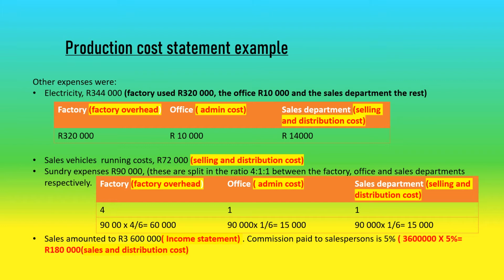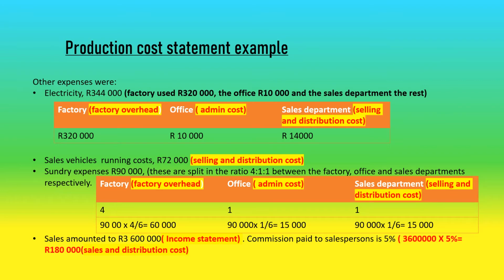So I have again taken our ratio and I've just put it under each department or under each cost. So you can see for factory we use 4 parts of 90,000, for office we used 1 part of 90,000, and sales department we use 1 part of 90,000. Now to get my cost, what I do is I say the value times what I want over what I have.